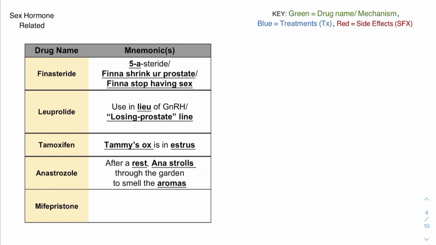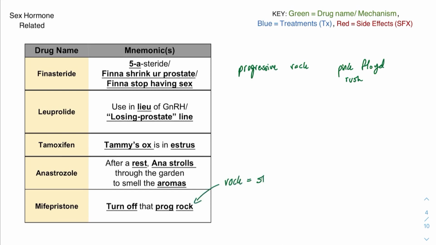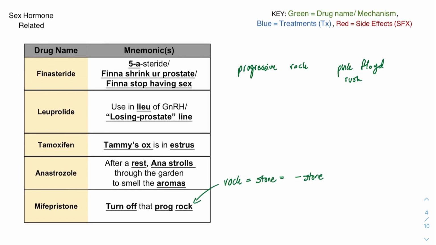And lastly is Mifepristone, with the phrase, turn off that prog rock. If any of y'all don't know what prog rock is, it's like progressive rock, as in Pink Floyd, Rush, bands like that. But let's say you got someone who's nonstop just playing prog rock, and you want them to turn that off. So how does this relate to Mifepristone? Well, rock here is equal to stone, as in this is the only drug that we have to know for this term, which has the word stone in it. So rock, stone.